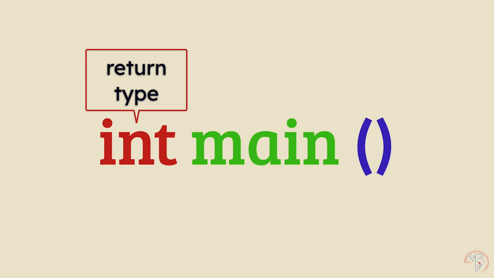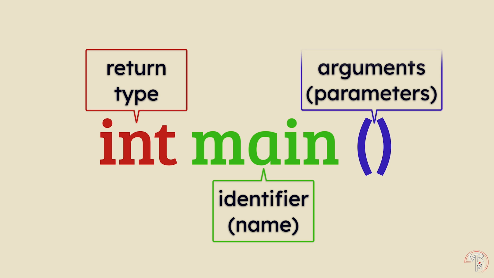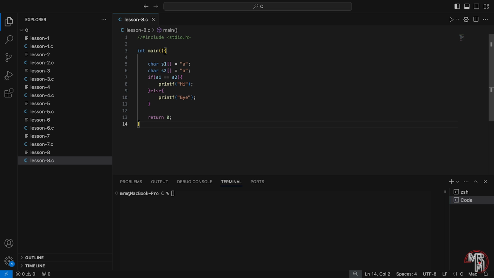The header of a function consists of three parts. First comes the return type, then the identifier or the name of the function, and finally inside round brackets come arguments or parameters. Our main function has a return type int. Its name is main, and it takes no parameters. Now, before we move on, there's one thing about this main function that I would like to mention. Any C program must have a main function. When running code, the computer calls the main function, and without it, the computer will not know what code it has to execute.